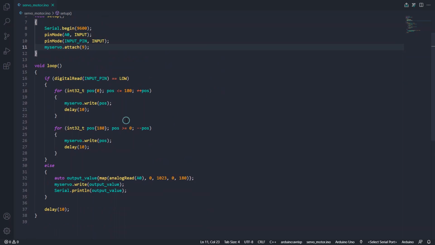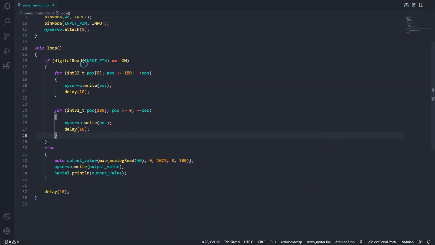In the loop function, we have a conditional. If the input read by the input pin is low, then the servo motor will oscillate from 0 degrees to 180 degrees. This part of the code basically does that. The counter pos goes from 0 to 180, which is written to the servo, and then it returns from 180 to 0, which is again written in the servo.